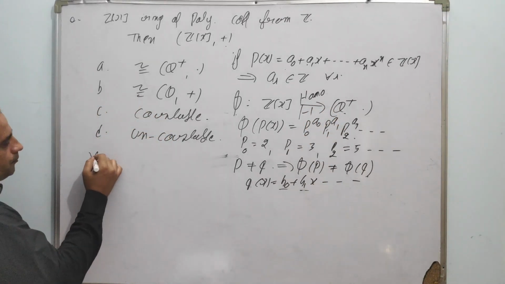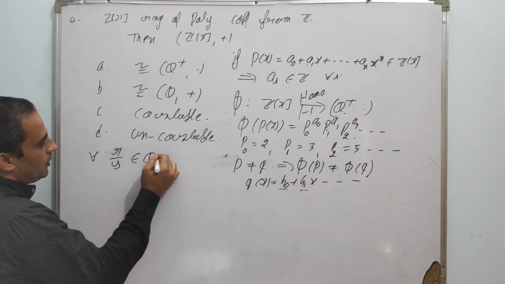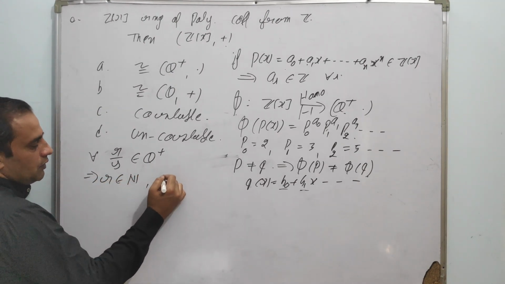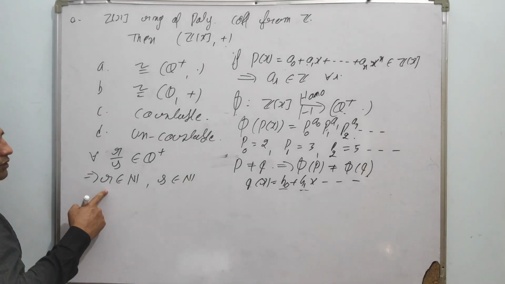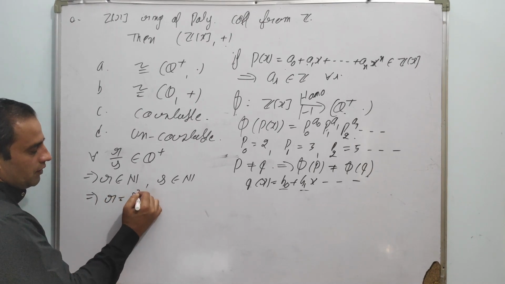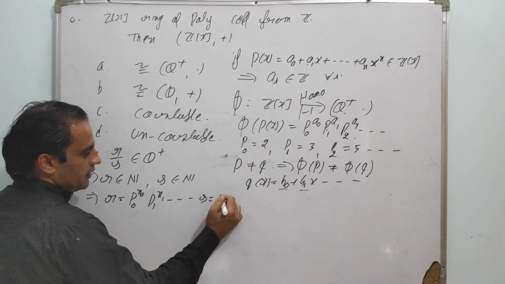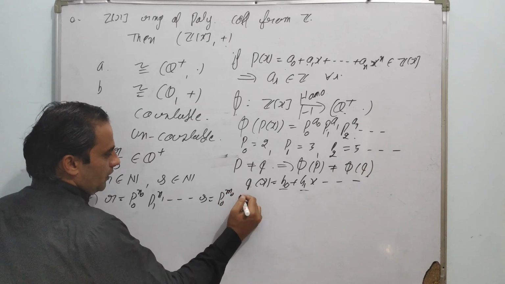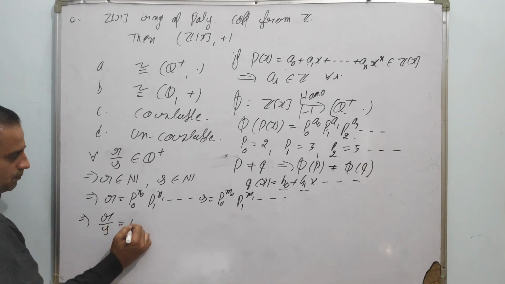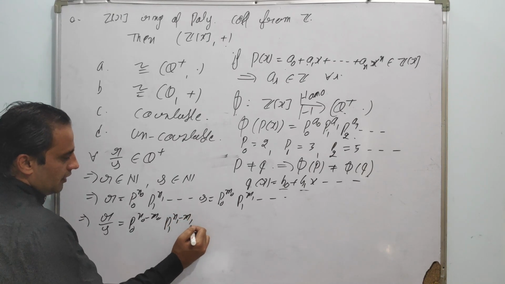Now for any r by s belonging to Q+, r belongs to the natural numbers and s belongs to the natural numbers, and each natural number can be expressed as a prime power. So r can be written as p0 to the power n0, p1 to the power n1 and so on, and s can also be written as p0 to the power m0, p1 to the power m1 and so on. So r by s can be written as p0 to the power n0 minus m0, p1 to the power n1 minus m1 and so on.